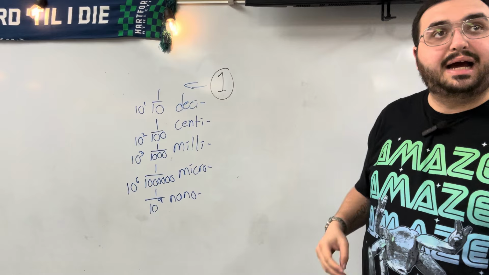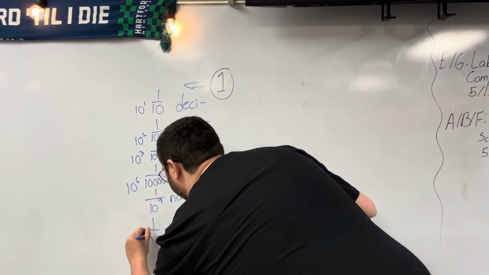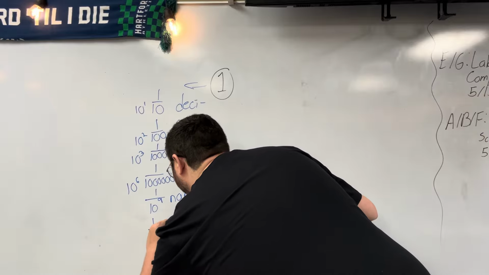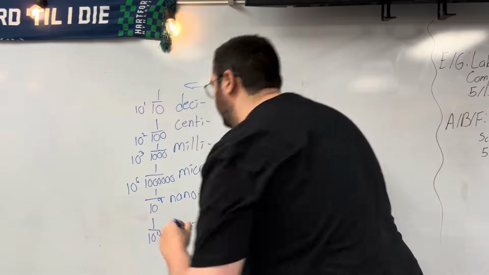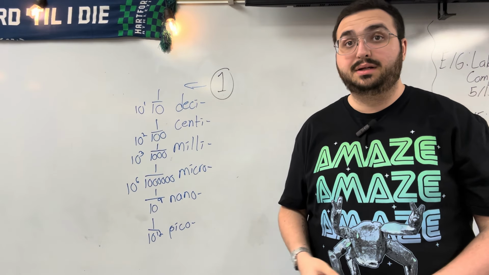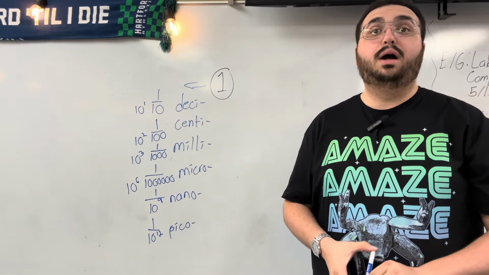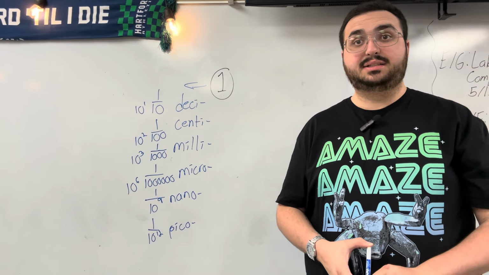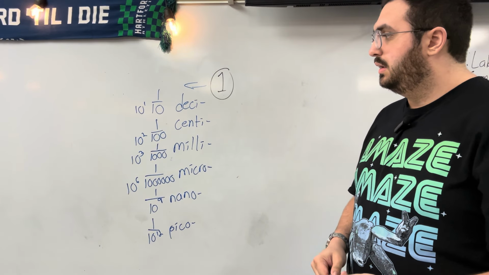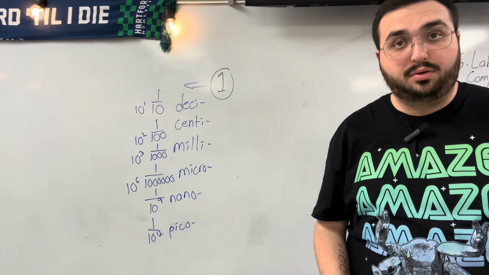Finally, we have 1 over a trillion, 1 over 10 to the 12. This is pico. Sometimes these are really useful in talking about time, because sometimes things in the universe work on a very fast time scale. There are 1 trillion picoseconds for every single second. So, that covers these. You may be wondering, what is our symbol for all of these?